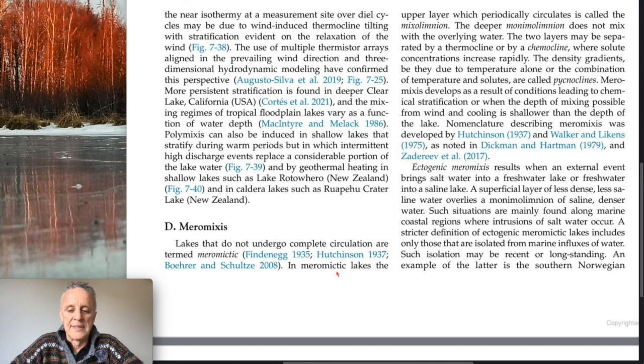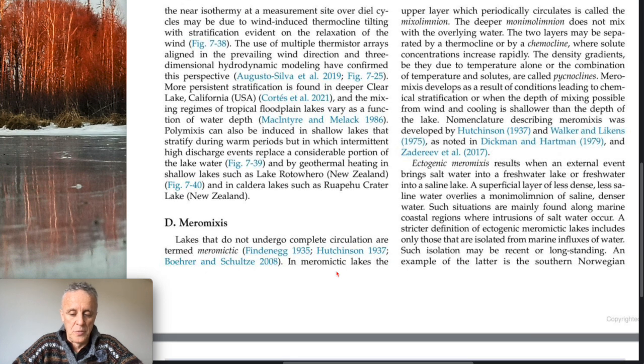Ectogenic meromixis results when an external event brings salt water into a freshwater lake, or fresh water into a saline lake. A superficial layer of less dense, less saline water overlies a monimolimnion of saline, denser water. Such situations are mainly found along marine coastal regions where intrusion of salt water occurs.